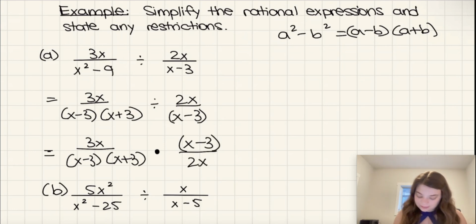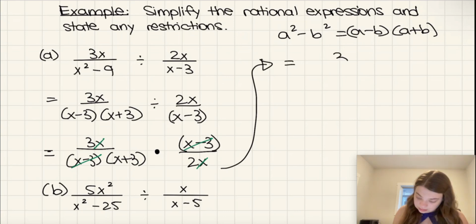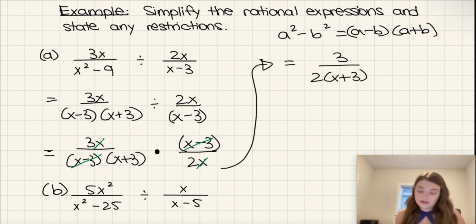And now what about our next line? Well, I'm going to cancel out anything that can be canceled out. So x minus 3 and x minus 3 can cancel out. This x here can cancel with this x here. So we end up getting 3 over 2 times x plus 3. And that's as simple as we can get, so this is our final answer.